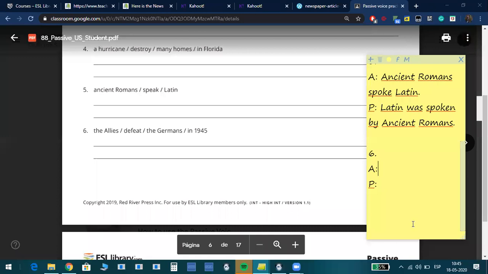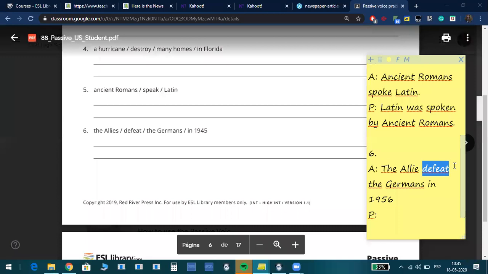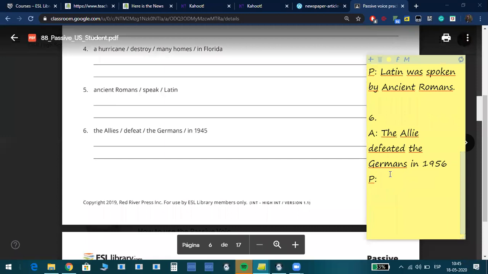Hola, profe. Ah, Constanza. Yes, can you help me with number six? Change it to active, in past simple, please. Yeah, please let me know. The Allies defeated the Germans in 1945. Is this correct? Defeated? Yes, defeated the Germans in 1945.